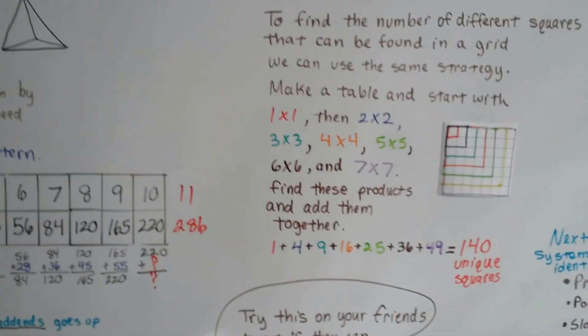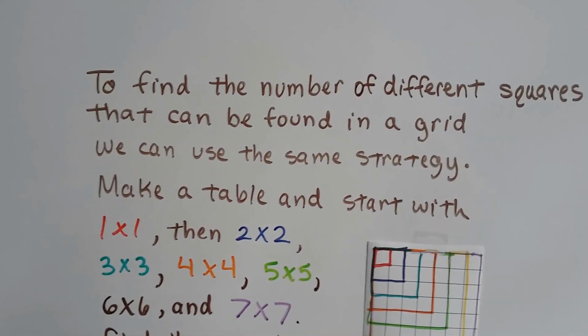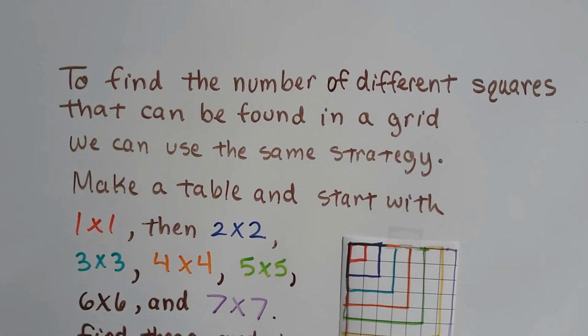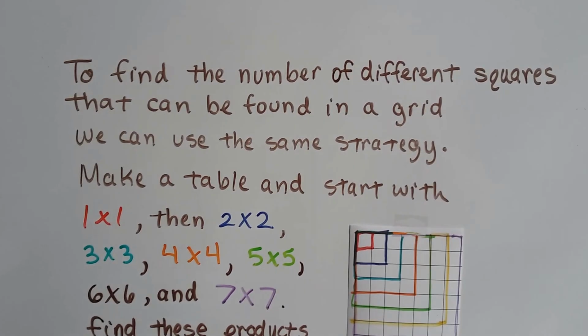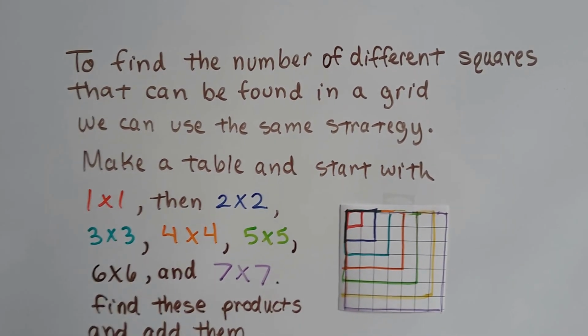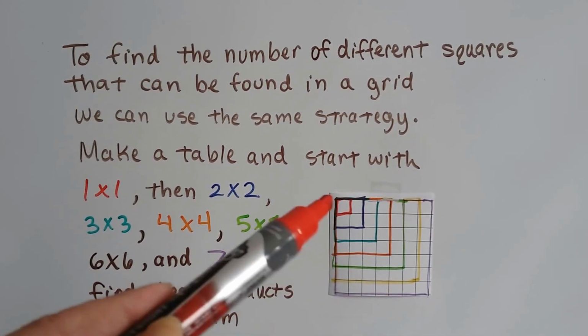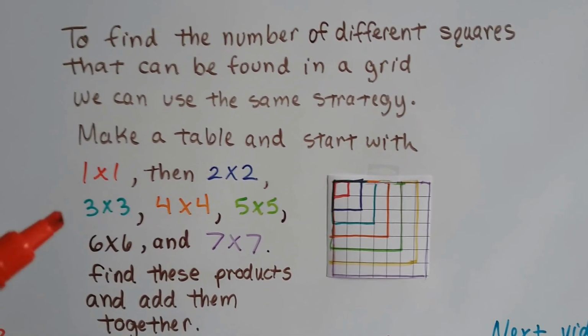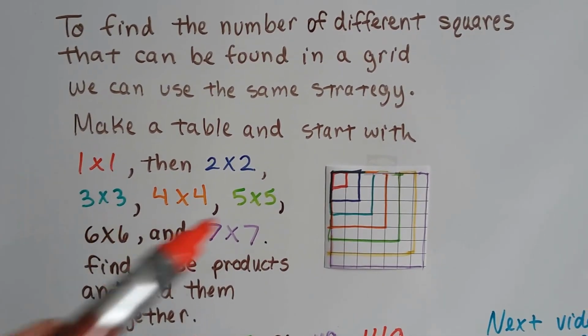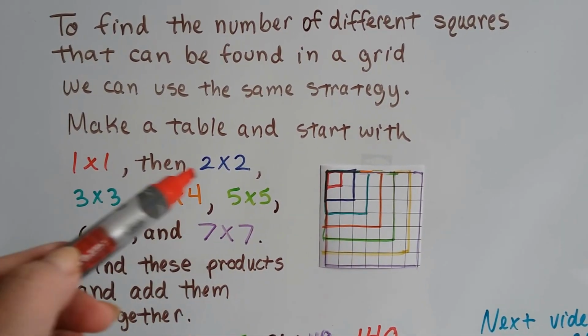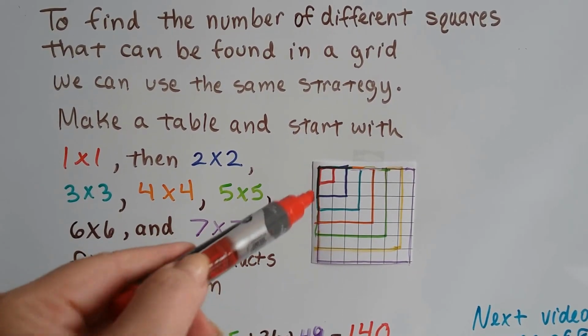All right, so how about this one? To find the number of different squares that can be found in a grid, we can use the same strategy of solving a simpler problem. Now, if we have a table that's 7 squares across and 7 squares down, then we can start with 1 times 1, that's this little red square, then 2 times 2, that's that blue square.